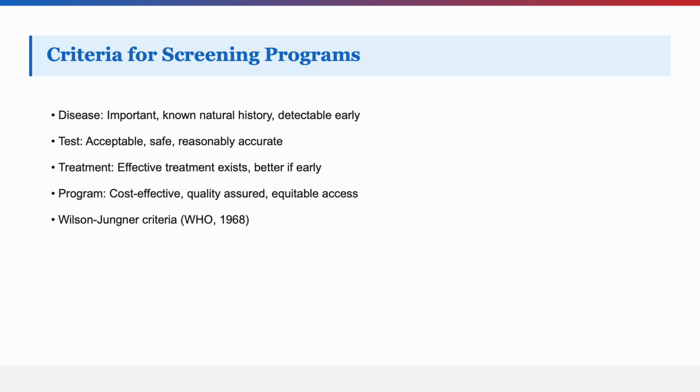Treatment criteria: effective treatment should exist. Early treatment should be more beneficial than treatment after symptoms develop. Treatment facilities should be available.